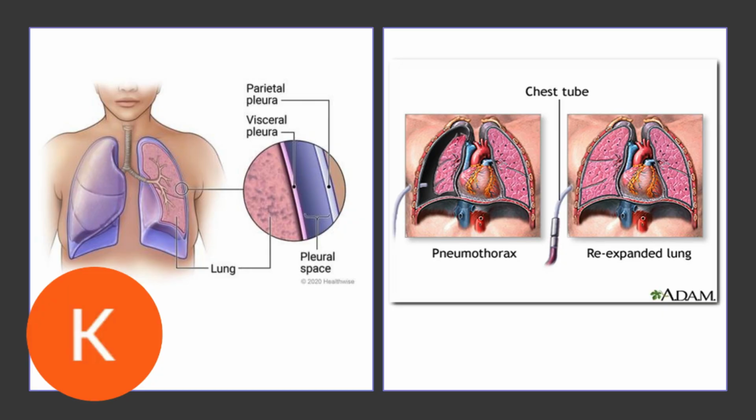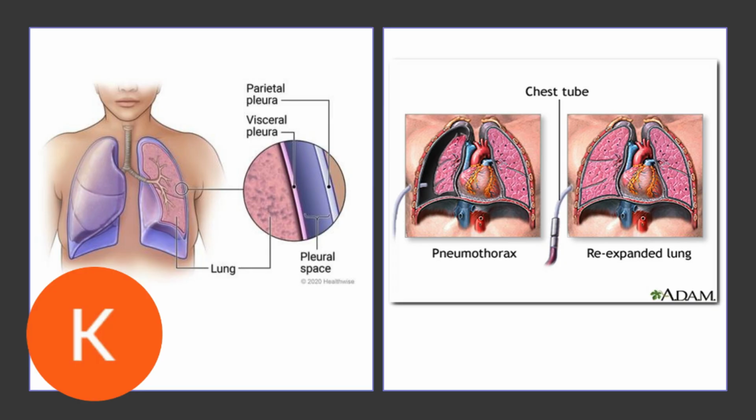All right, in this slide, we see two pictures. The first picture shows the parietal pleura, visceral pleura, and the pleural space in the lungs. The parietal pleura is the outer pleural layer. It lines the inside of the chest wall and the diaphragm. The visceral pleura is the inner pleural layer. It directly covers the surface of the lungs.